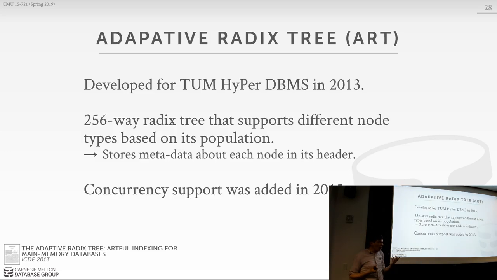All right, so now we can talk about the ART index. The ART index, again, is going to look a lot like the Judy array, where it's going to be a 256-way radix tree. Depending on the population at a particular node, we're going to choose different node sizes, some different node layouts. This was developed by our good friends in Germany for the HyPer system in 2013. I think they're using this for the new system they're building called Umbra, which is not out yet. I think they're still reusing the ART index.